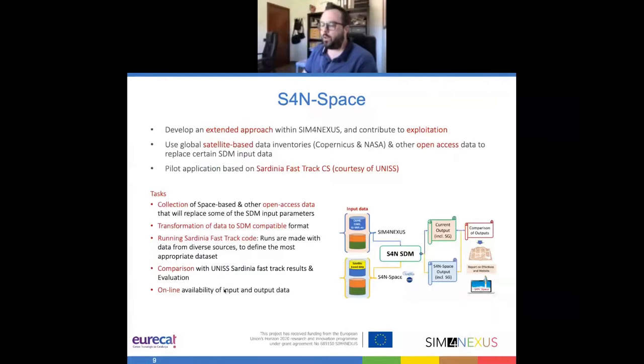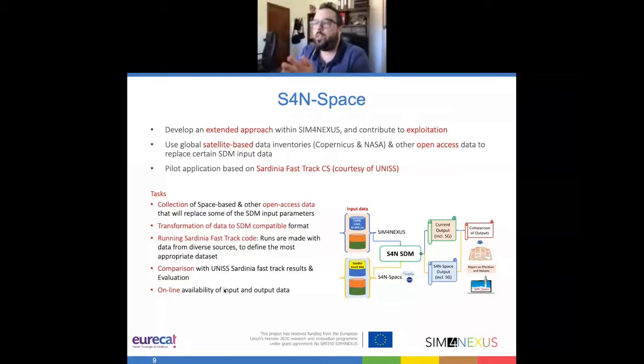Finally, an experiment, which is about what happens when some of the models were not public. What happens if we change this data with open data? And that's what we did. We tried to replace private data with open data, and we did it for a specific case study, which is the Sardinia fast track. Okay, I have one minute.